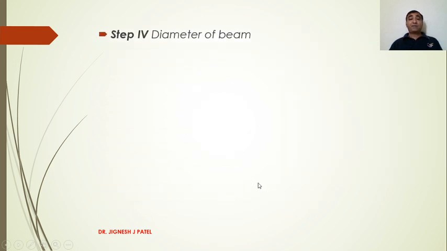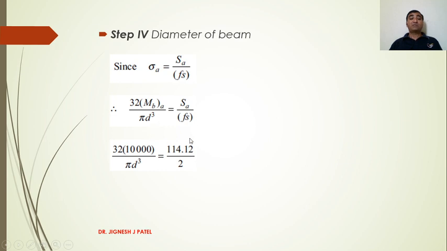Now in the next step, find the diameter of the beam. We know that sigma A stress is equal to SA upon factor of safety. Here this is 32 MBA upon pi d cube, since sigma A is equal to M by Z, where M is the bending moment and Z is the section modulus. So 32 MBA upon pi d cube is equal to SA upon factor of safety. Now put the value of SA, factor of safety, and MBA in this equation. MBA is 10,000, SA is 114.12 and factor of safety is 2. So our answer d is equal to 12.13 millimeter. Thank you.